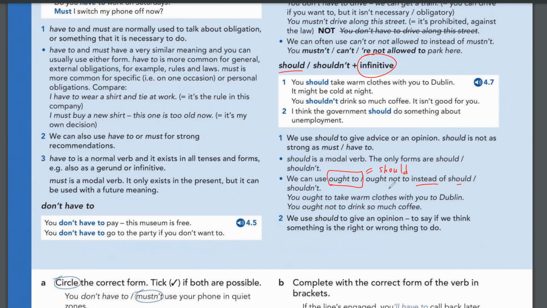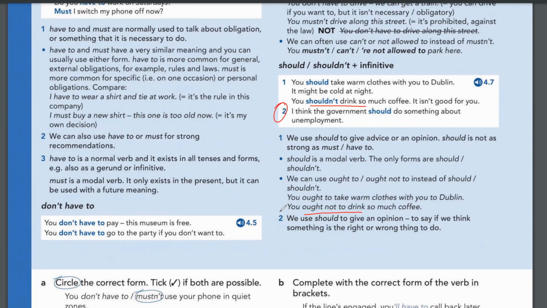So instead of should, and negative, ought not to. Ought not to means shouldn't. You shouldn't drive, you ought not to drive. You should drive, you ought to drive. Example, you ought to take warm clothes with you to Dublin. Like you should take warm clothes to Dublin. As you can see, should and ought to. Negative, you ought not to drink. You shouldn't drink. Can you see that? So the same meaning.